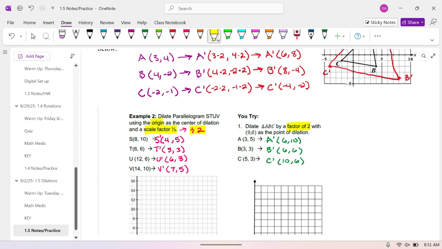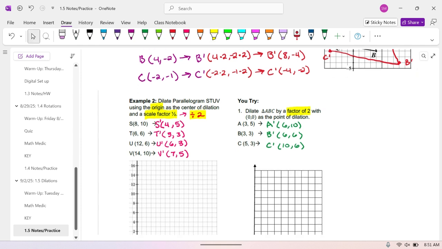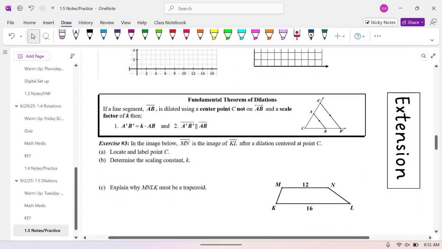All right, thumbs up if you're ready. All right. So remember, scale factor of 2, that means you're multiplying x and y by what? 2. So if you multiplied x and y by 2, those should be the points that you got. All right, last little bit.